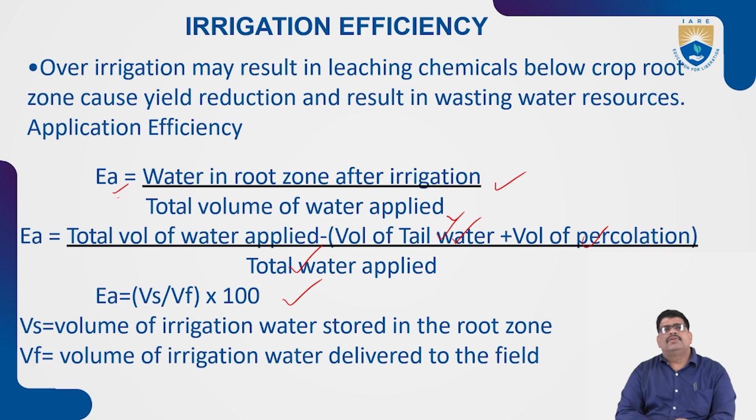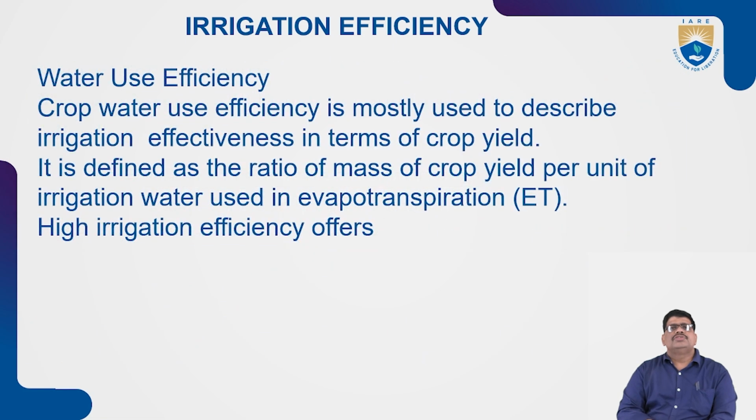That is one of them. The next is water use efficiency. Crop water use efficiency is mostly used to describe irrigation efficiency in terms of crop yield. It is defined as the ratio of the mass of the crop yield per unit of the irrigation water used for evapotranspiration.